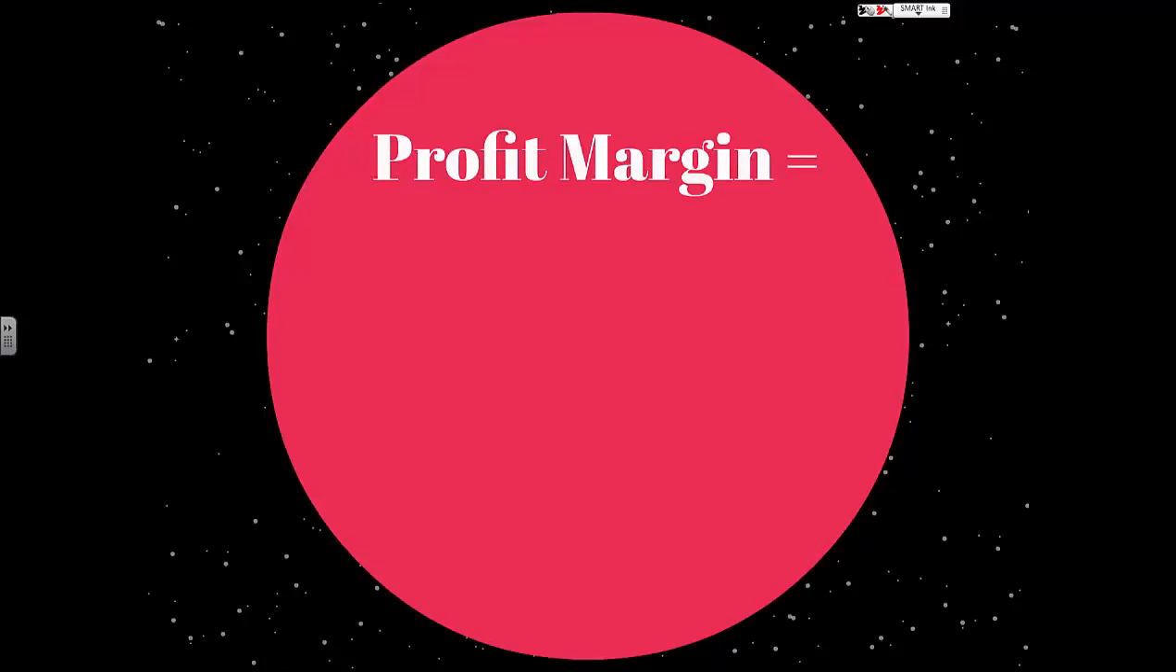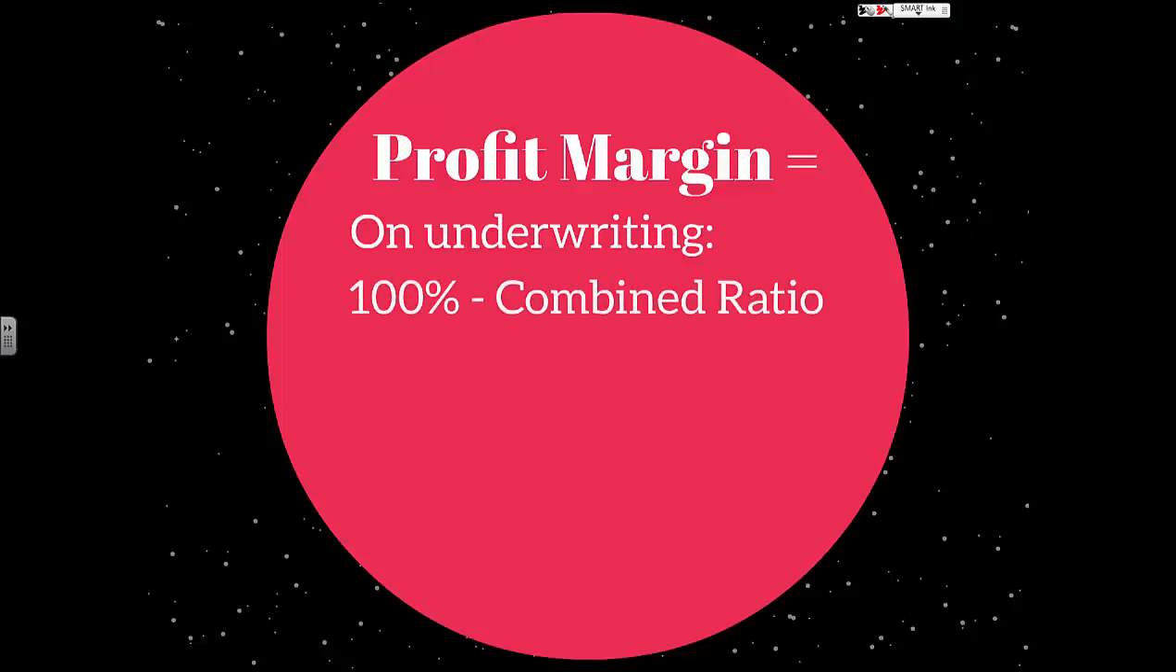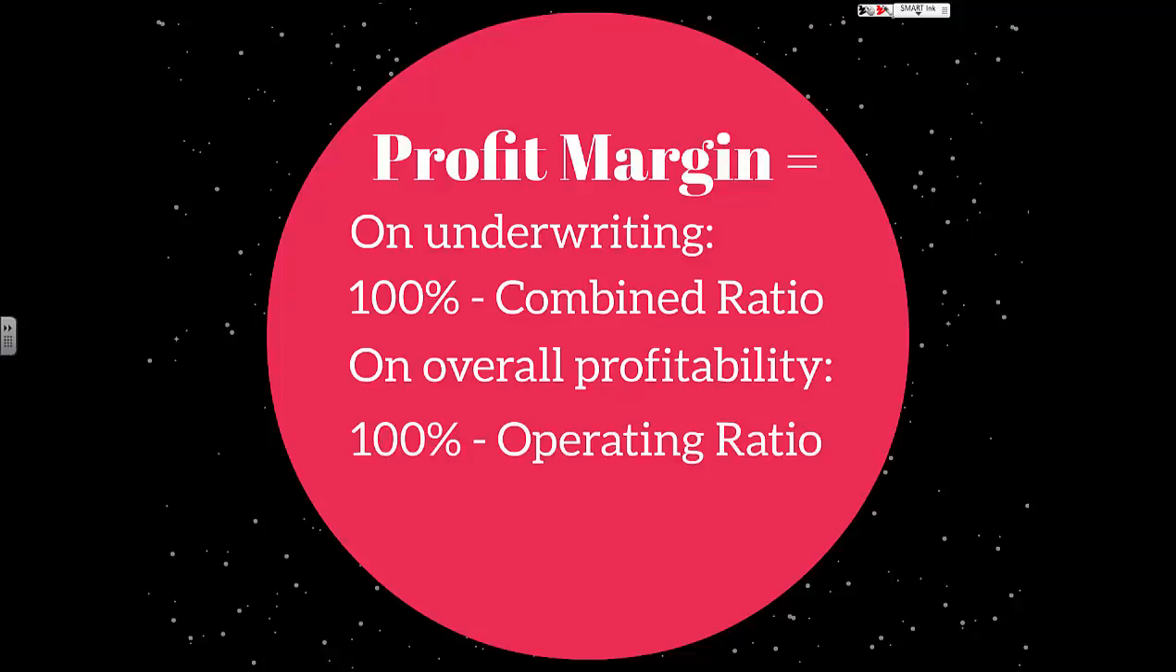Let's look more closely. In order to calculate the profit margin, which is one of the best measures of profitability, on underwriting, you simply take 100% minus the combined ratio. So if the combined ratio is 100%, then the profit margin is actually 0. But in terms of overall profitability, you take 100% minus the operating ratio, which we said was 88%.